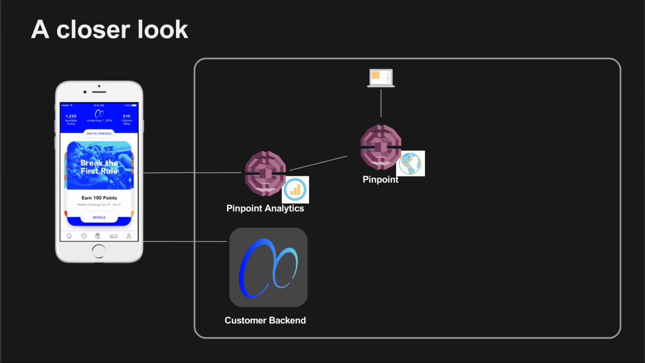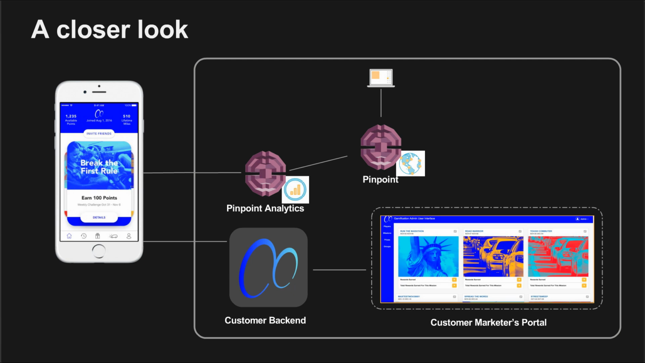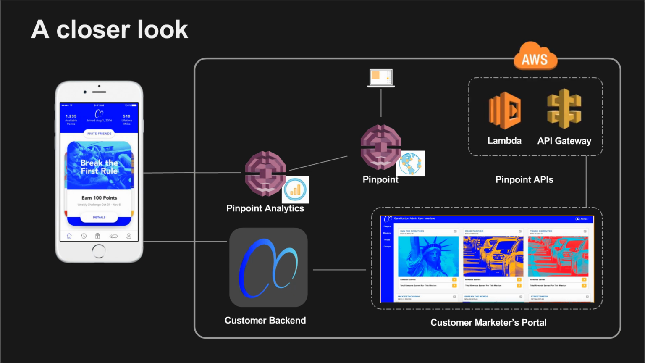Then they have their own personalized business logic sitting on the customer's backend. They do additional processing and define logic on who to target based on this rich data. These are use cases for who to target to join challenges, who to target for rewards, etc. They use API Gateway and Lambda, and the Pinpoint APIs that are available, to push all of this rich segmentation data back to Pinpoint.